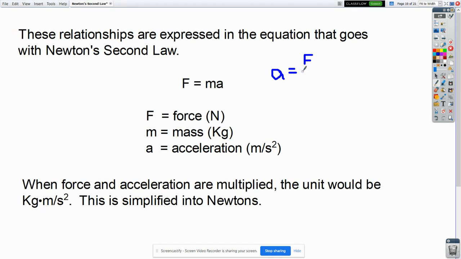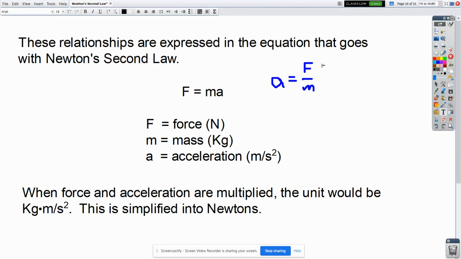F over m. I want to rearrange this equation so that I'm solving for acceleration instead of force. I divide both sides by m, and I'd end up with A equals F over m. If a variable ends up in the numerator of an equation, that means it is directly proportional. And force ends up in the numerator of this equation, indicating that there's a directly proportional relationship. And if you look at the equation, you can understand this.